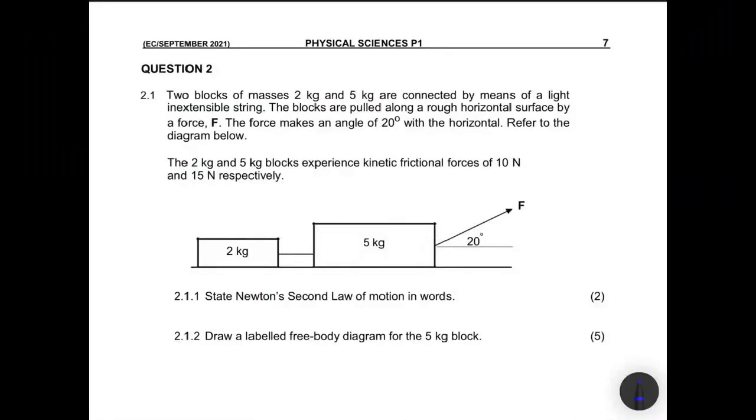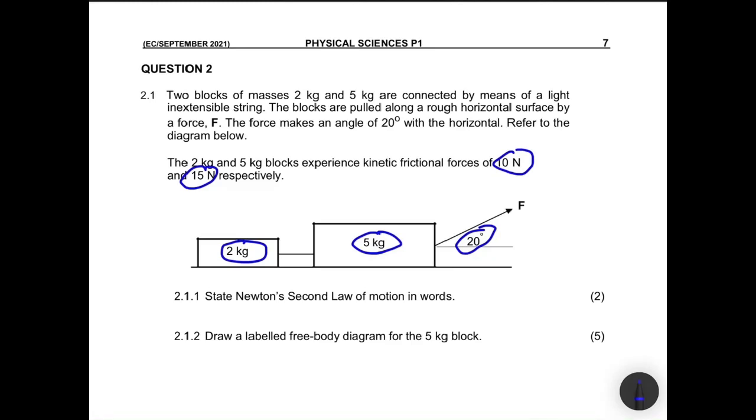So we have 2 blocks here, one of mass 2 kg and the other one of mass 5 kg. And then there's a force applied on the 5 kg block at an angle of 20 degrees. And then we are told that the 2 kg and the 5 kg blocks both experience kinetic frictional forces, right, of 10 Newton and 15 Newton respectively. So the 2 kg block experiences a kinetic frictional force of 10 Newtons, and the 5 kg a kinetic frictional force of 15 Newton. That's what respectively is basically telling us.